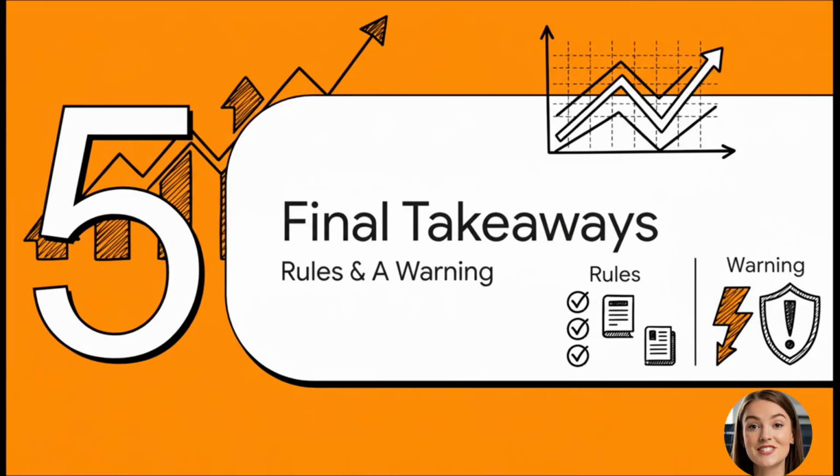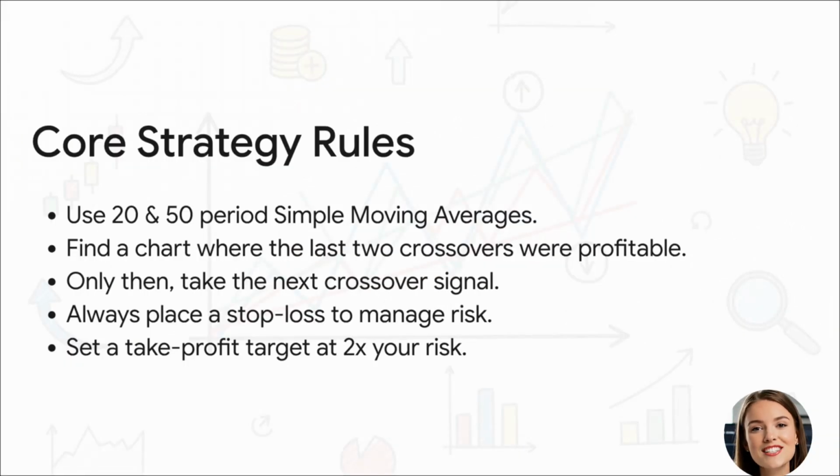We've covered a whole lot of ground. So let's boil this all down into the most important rules you need to remember, plus one absolutely critical warning. All right, let's recap the rules that make this whole thing tick. First, we're using the 20 and 50 period simple moving averages. Second, you go hunting for a chart where the market's already proven that the signals are working. Only then do you act on the next signal. And finally, the 2 most important rules of them all: you never, ever trade without a stop loss, and you always aim for a take profit that's at least twice your risk.